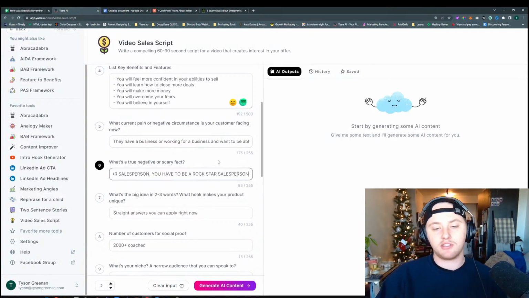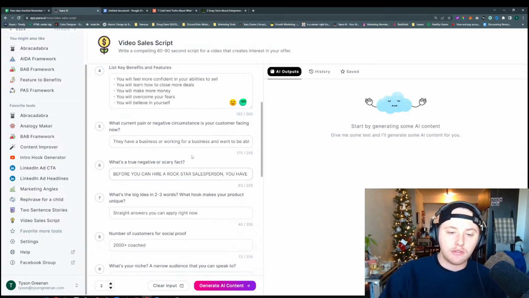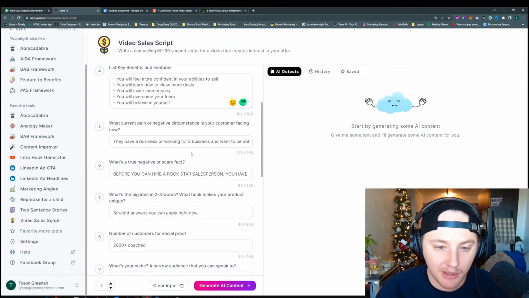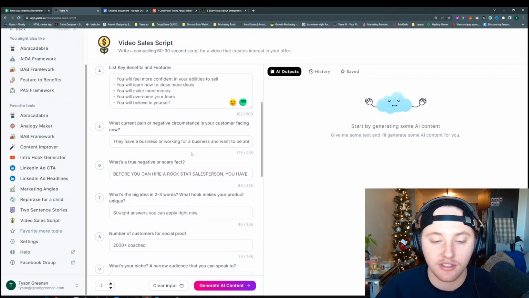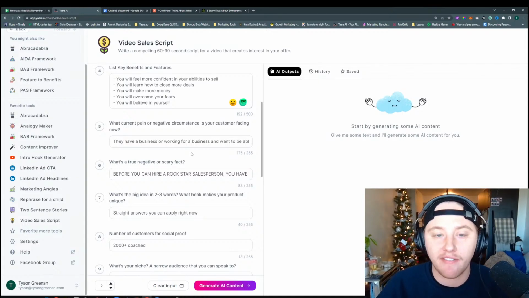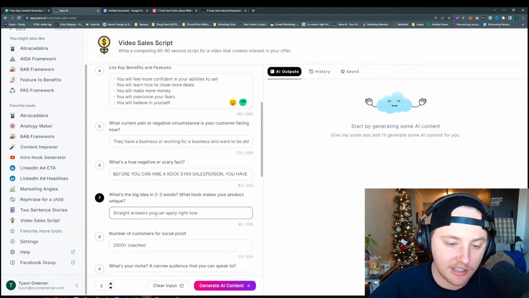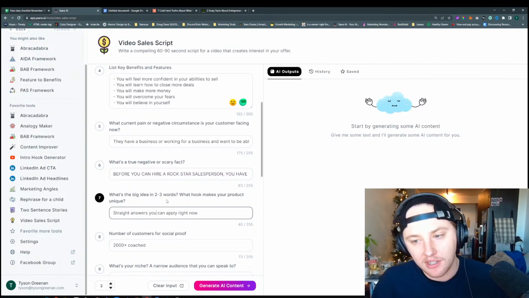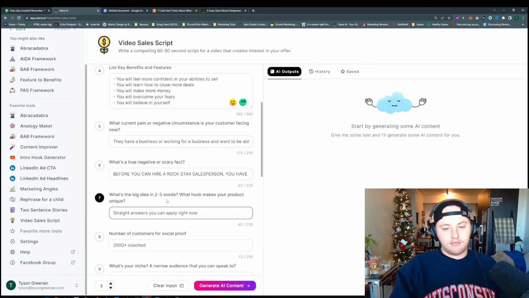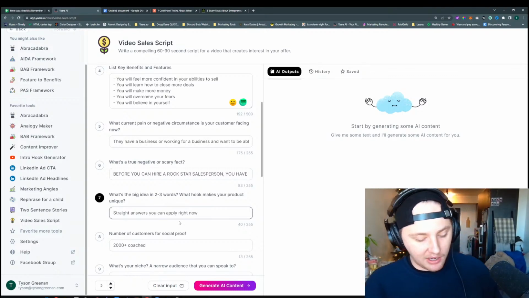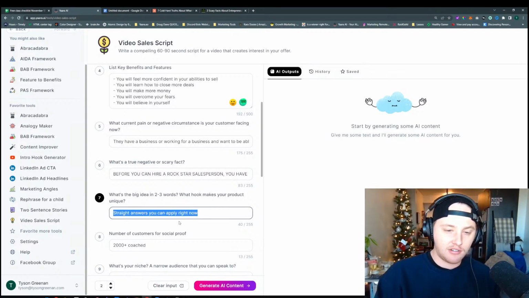So maybe someone wants to offload the work to another salesman. So basically this fact is saying before you could hire a rockstar salesperson, you have to be one yourself. Let's do that. Let's see how it turns out. Sometimes they don't put too much weight on that sentence, so I think we can get away with it if it's not exactly right.